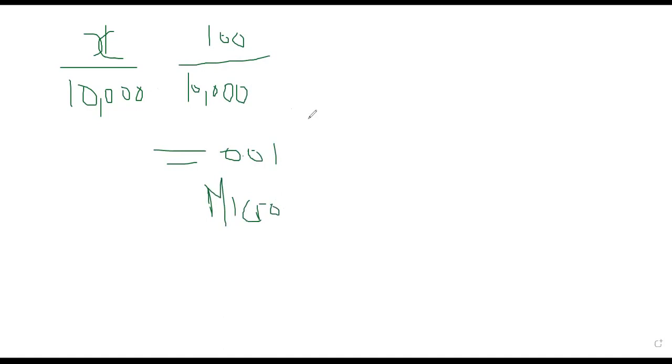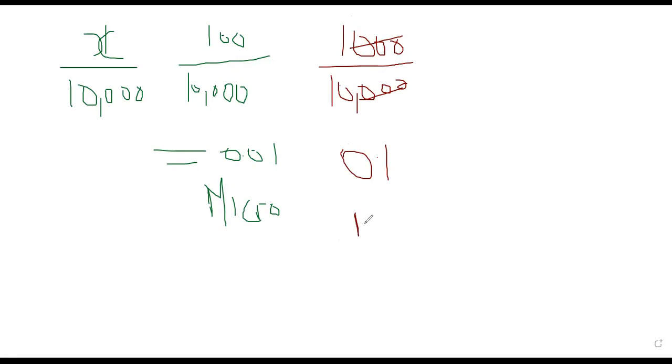Now, the other one I'd like to talk about is the mini lot size. Let's say somebody like Madam Mutiat has $1,000. That's 1,000 divided by 10,000. Cancel zeros. 1 divided by 10 is 0.1. So this is a mini lot size.